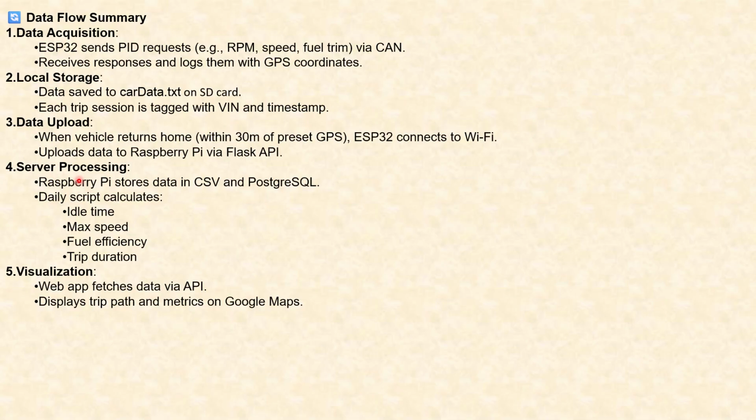Now talking about the server processing: the Raspberry Pi stores data in CSV or PostgreSQL, and a daily script calculates idle time, max speed, fuel efficiency, and trip duration. All right. Now talking about the visualization: the web app fetches data via the API and displays the trip path and metrics on Google Maps. Okay, so this is the data flow summary. I request all of you to go through this data flow summary a couple of times so that you can clearly understand the actual workflow of the data.